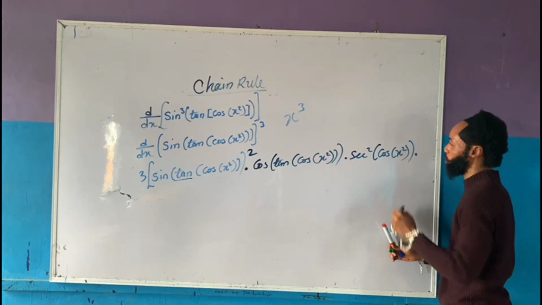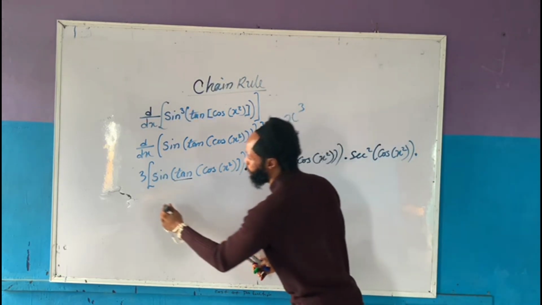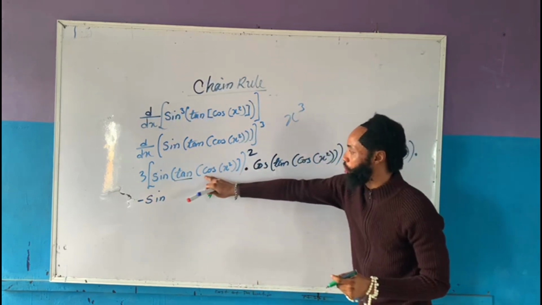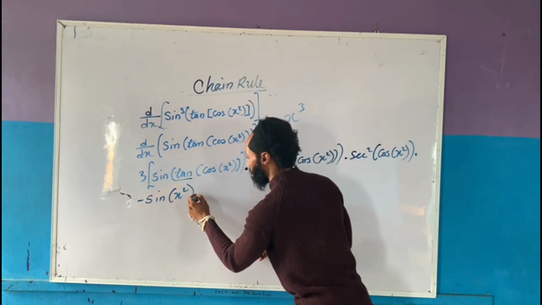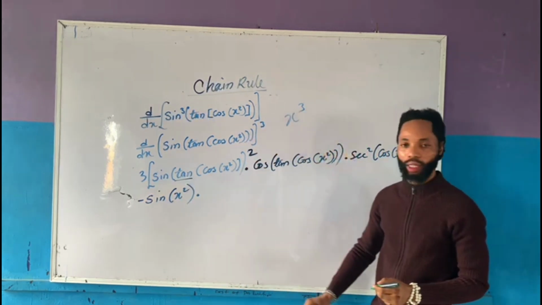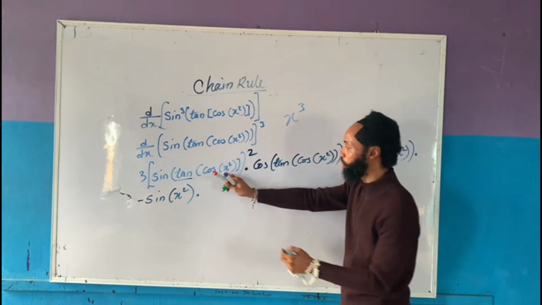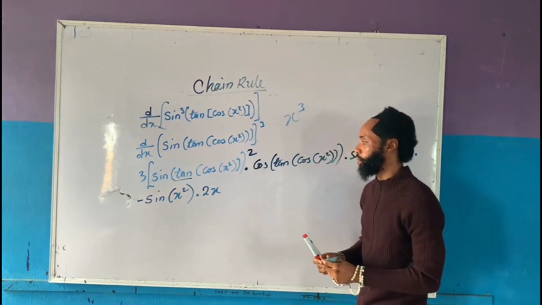Now, what is next? Multiply by what? Now, differentiate cos. Differentiate cos, what do we get? We get negative sine. What do we have inside of cos? x squared. Write it. Don't touch it. Write it, x squared. Done that. Now, the next one to get is sine x squared. Now, differentiate x squared. What do we get? We get 2x. And now, this is our answer.